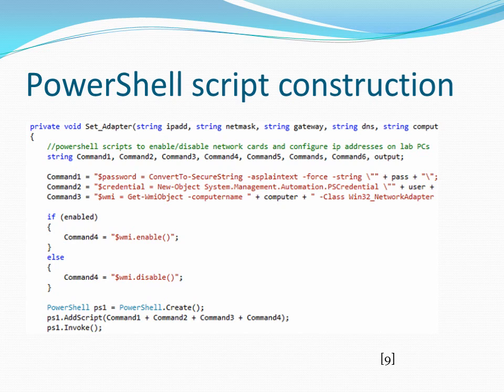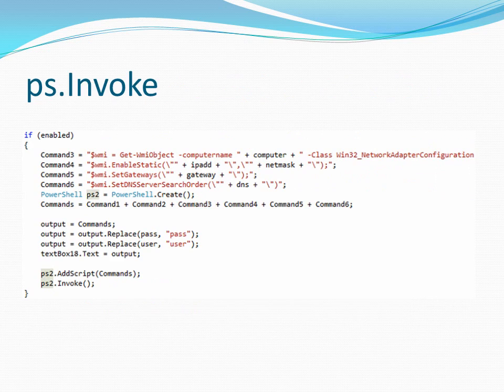So command 1, for example, is encrypting the password. Command 2 is configuring the user credentials, and command 3 is then locating the loopback adapter using the Windows Management Instrumentation class. And then command 4 is either enabling or disabling the adapter based upon whether the corresponding checkbox is checked on the form. And then we're creating a new instance of a PowerShell script, adding those commands to the script, and then invoking that PowerShell script.